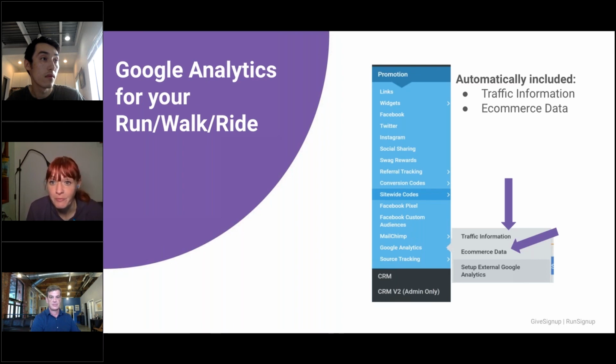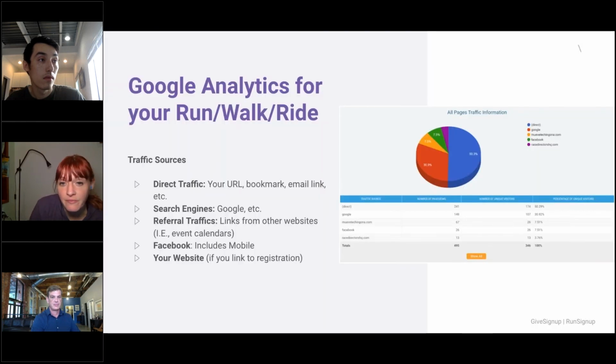On your dashboard from the promotion menu, you can just go to the Google Analytics tab. What that's going to do is show you the traffic sources and some light e-commerce data in terms of how many donations and registration dollars have come from different sources. It's going to look kind of like this. So it'll just be a quick look at where people are coming from to get to your registration website.